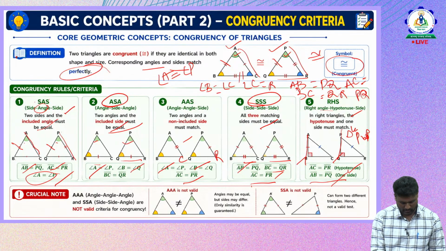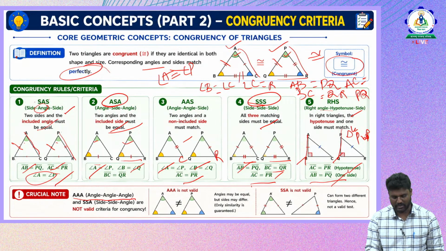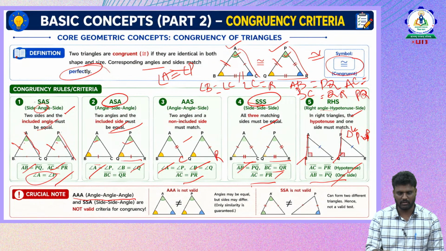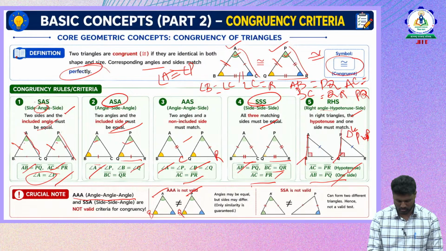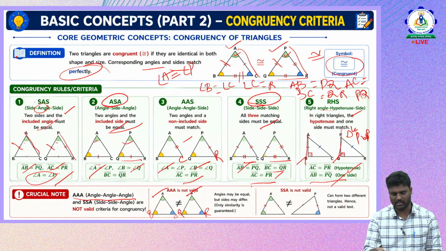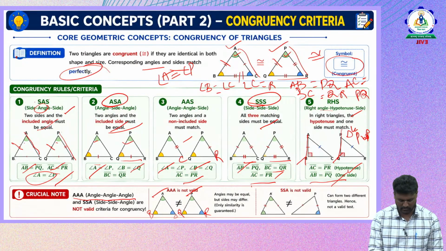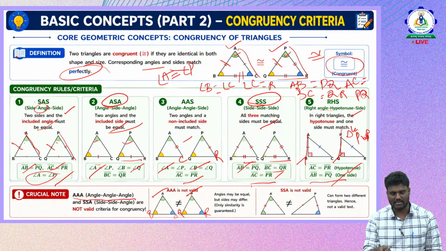Another criterion of congruency is angle and angle, which we cannot rely on, because angles may be equal but the sides may sometimes be different. Angle A may be equal to angle P, angle B equal to angle Q, and angle C equal to angle R. So the angles may be similar, but the sides may be different. Based on that we cannot say that both the triangles are congruent. If you want to say that these triangles are congruent, then we must verify the sides again.